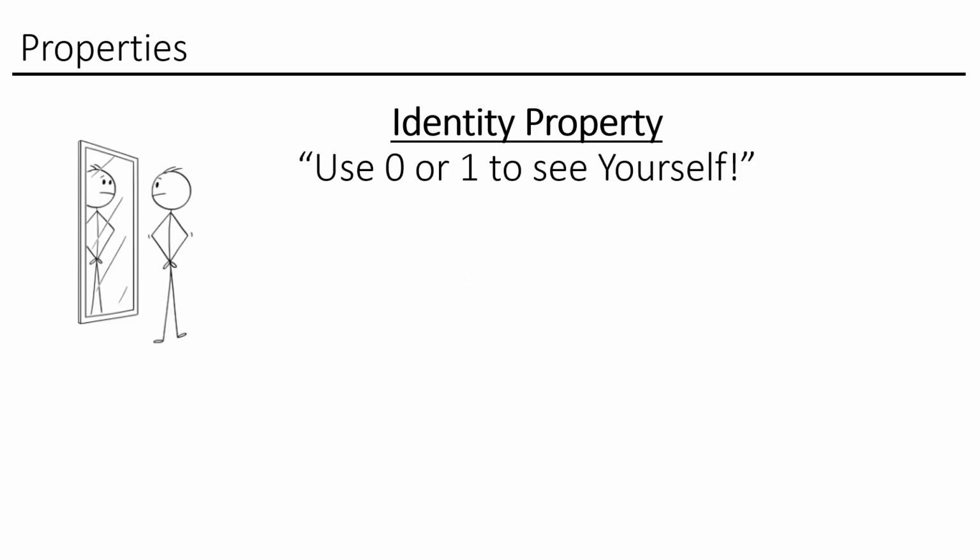Now the last couple of properties are a little bit tricky. This one is called the identity property. The way that I remember this one is that I think about identity as using a 0 or a 1 to see yourself. So I think about this guy seeing himself in the mirror. And so 0 and 1 are known as the identity numbers in mathematics. And so here's how that works.